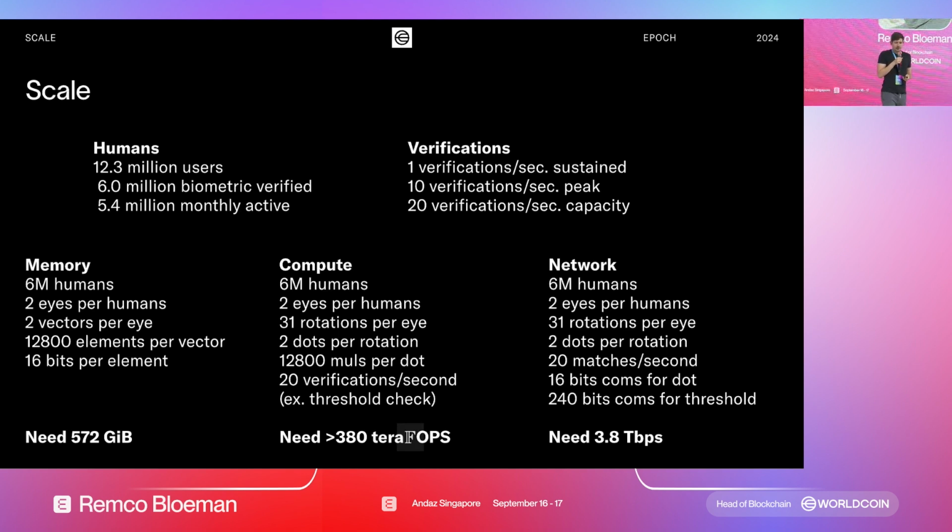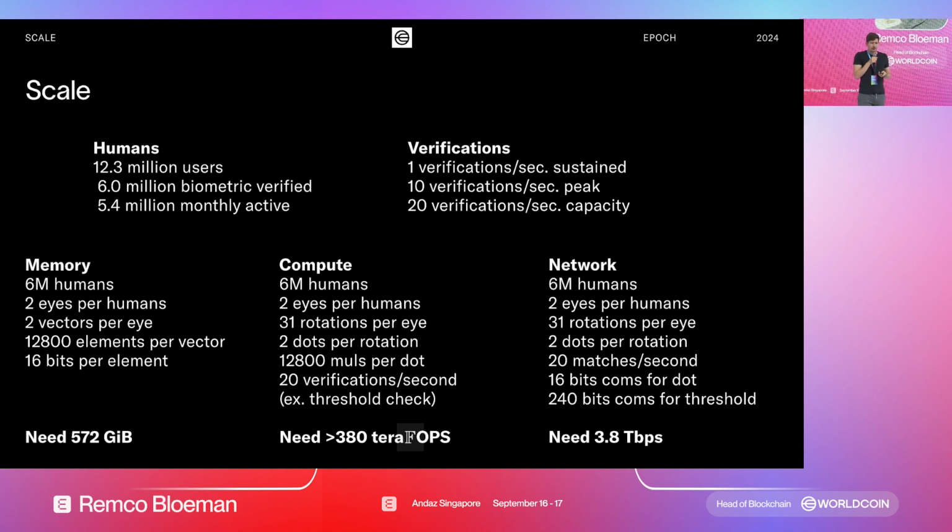Now, what's the scale we're talking about here? These are actually slightly old numbers. We're even larger now, but more than 10 million users, 6 million of which are biometrically verified. And we're doing about 1 verification per second sustained and up to 10 per second at peak capacity.